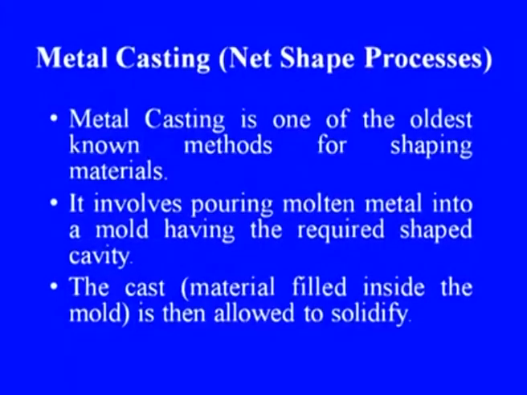In this session we will discuss briefly the most widely used manufacturing processes. First, the metal casting, which is also called near net shape process. Metal casting is one of the oldest known methods for shaping materials. It involves pouring molten metal into a mold having the required shaped cavity.